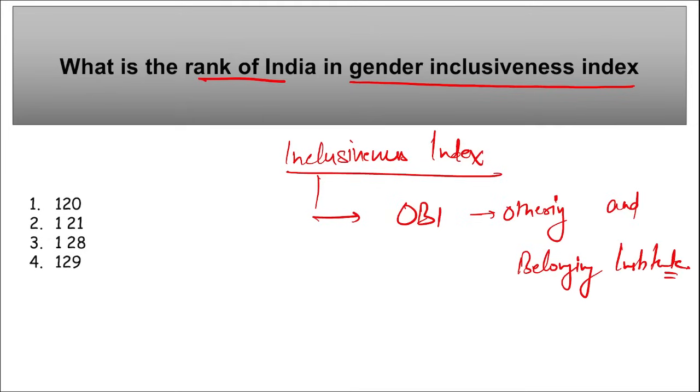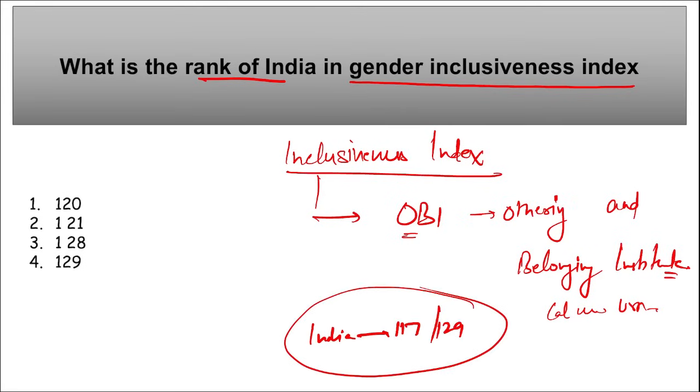Right, this is at the University of California in the USA. And remember, according to this OBI's Inclusiveness Index, India was ranked 117 out of 129 countries. So if we are just talking about the Inclusiveness Index, the rank of India will be 117 out of 129 countries.